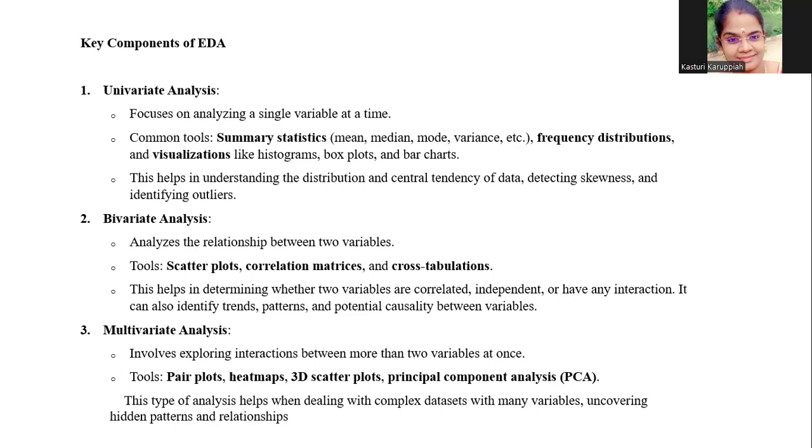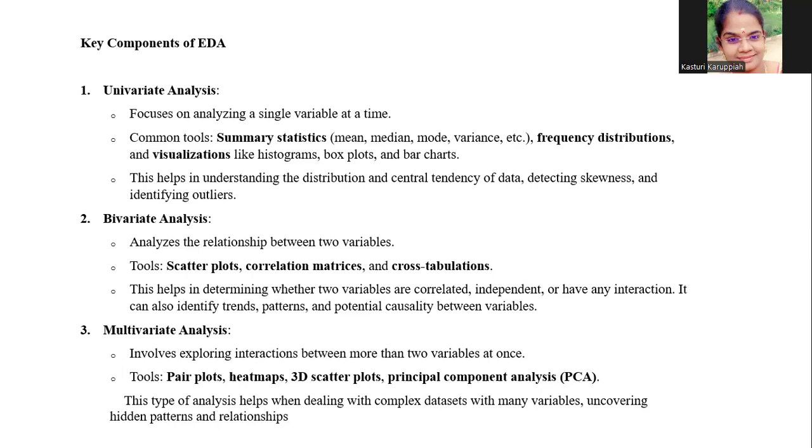Okay. What is univariate analysis? It focuses on analyzing a single variable at a time. For example, I'm going to analyze the score of an exam. Score is a single variable you are going to analyze. What can you do in the analysis of a single variable? We can do summary statistics. What are summary statistics? Mean, the average value; median, the central value; mode, the frequency of a particular value; variance, etc. Frequency distribution and visualizations like histograms, box plots, and bar charts we can do for a single variable.